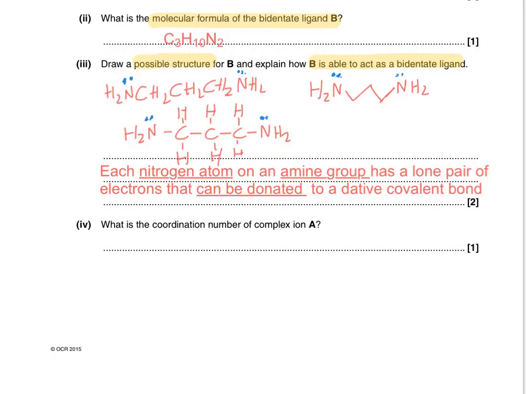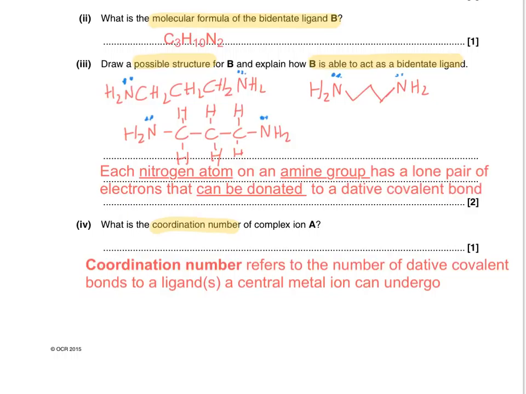Okay, the next one is about coordination number. Now remember what the coordination number is. It's slightly different to the oxidation number, isn't it? So bearing in mind it's the number of dative bonds that the central metal ion can take part in with a ligand or ligands, you need to count up the total number that are happening in complex ion A. So it's octahedral, if you remember. They told you it was octahedral, so that means it's going to be 6.